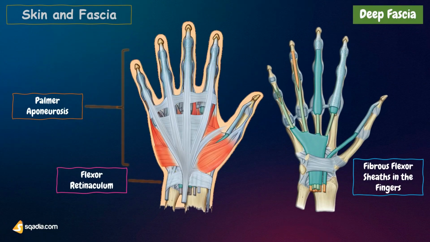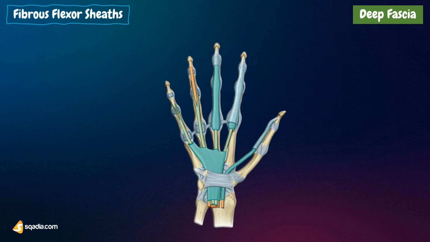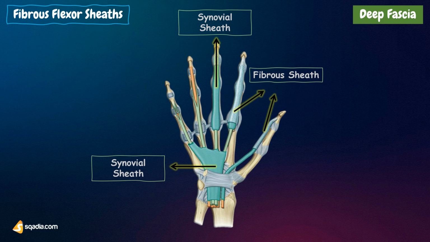Lastly, we have the fibrous flexor sheaths of the fingers. The fibrous flexor sheaths make up the deep fascia of the fingers. The fascia is thick and arched. It is attached to the sides of the phalanges and across the base of the distal phalanx. Proximally, it is continuous with a slip of the palmar aponeurosis.